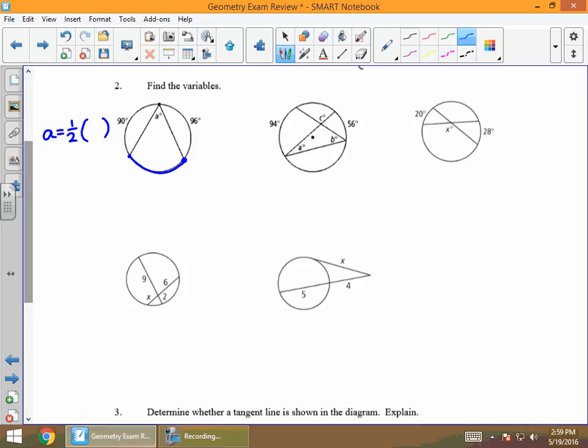And in order to find that arc, I need to know that around a circle is 360 degrees. So 360 degrees, I have a 90 and a 96. So if I do 360 minus 90 minus 96, it's going to be 174. So this arc is 174 degrees. So angle A is half of 174 degrees. So A is 87 degrees.